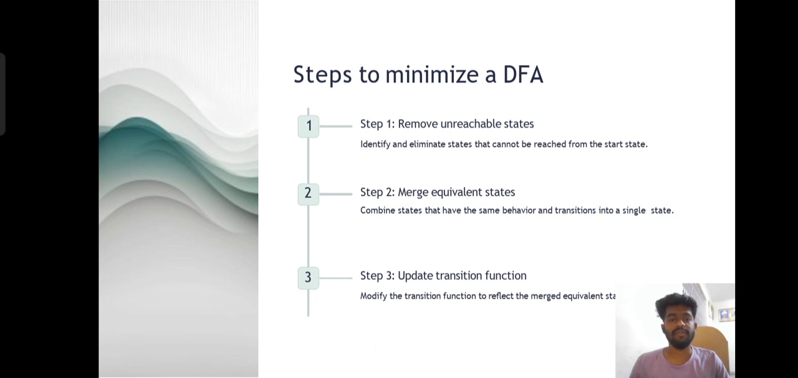Now we'll see the steps to minimize a DFA. In the first step, remove unreachable states. Identify and eliminate states that cannot be reached from the start state. Step 2. Merge equivalent states. Combine states that have the same behavior and transitions into a single state. Step 3. Update transition function. Modify the transition function to reflect the merged equivalent states.